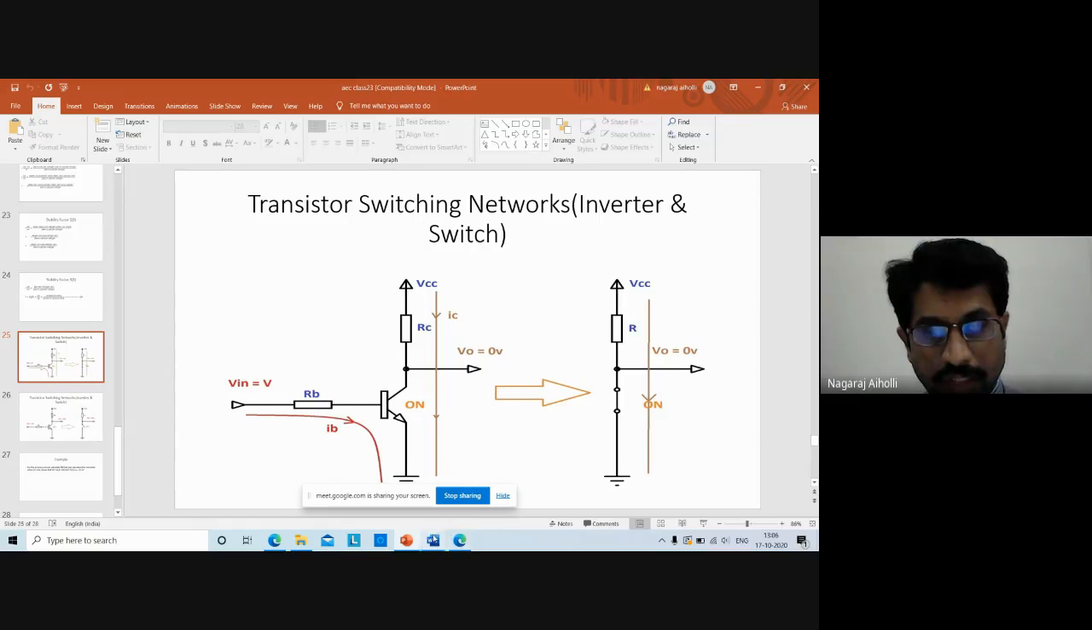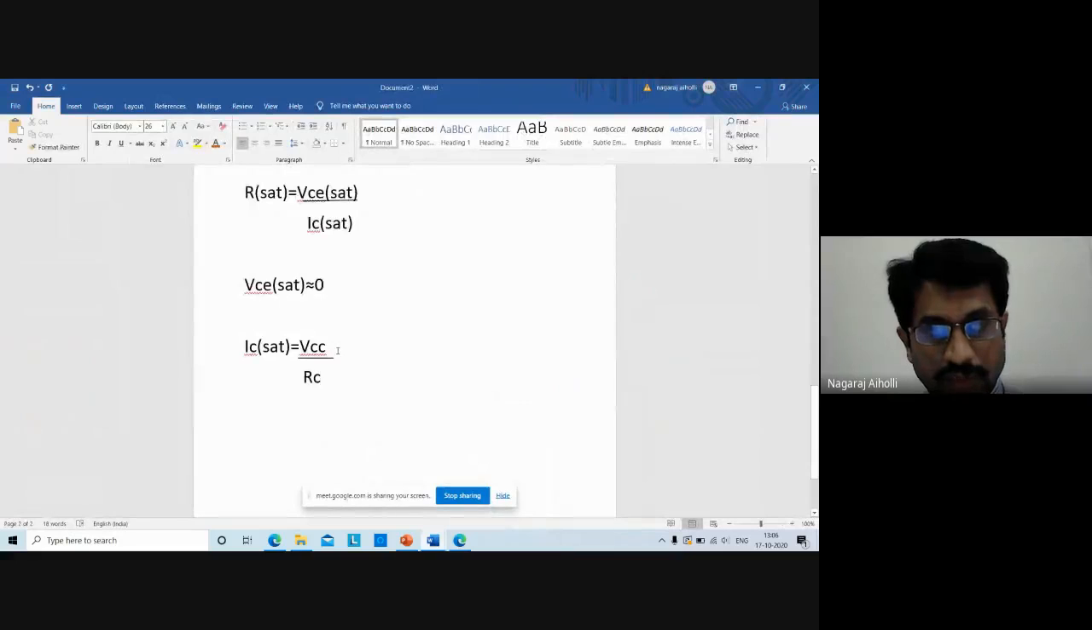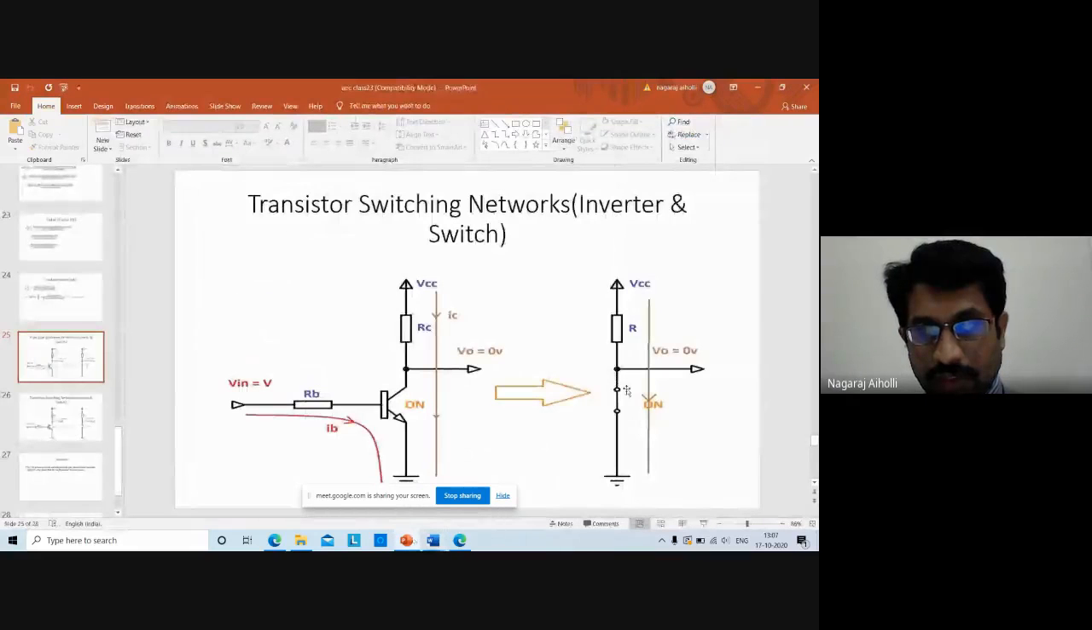As VCE is equal to 0 here, RC saturation will also be equal to 0, because 0 divided by IC gives 0 ohms. That is why it is shorted here. Zero resistance when the switch is short circuit, and infinite resistance when the switch is open circuit. Remember this. So it is zero resistance here. This is for the condition when Vin is equal to the input voltage.